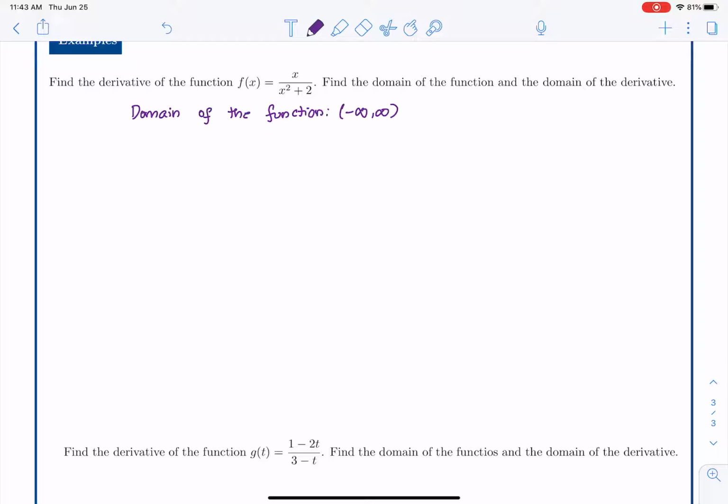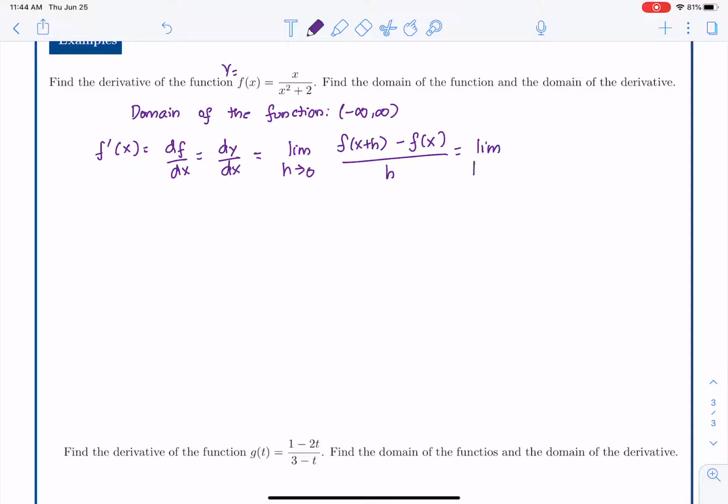So how do we find the derivative of x? The derivative of f of x is simply df over dx. That is the same as saying dy over dx if I call y is equal to f of x. And that is equal to the limit of h approaches 0, f of x plus h minus f of x divided by h. So in our case, that would be x plus h divided by x plus h squared plus 2 minus x over x squared plus 2 divided by h. And we need a common denominator, just like we required that in the previous problem.